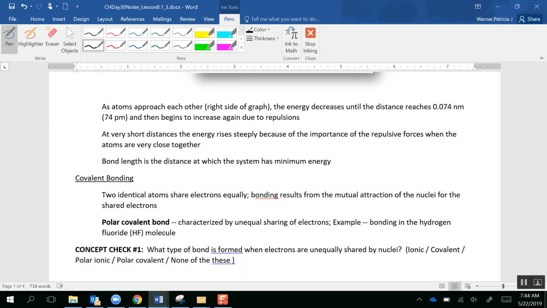So just a quick concept check with the definition right there above. What type of bond is formed when electrons are unequally shared? Well, that's going to be a polar covalent bond because it says shared, so that knocks out all of the ones that say ionic, and then it says unequally, so that means it's a polar covalent bond.